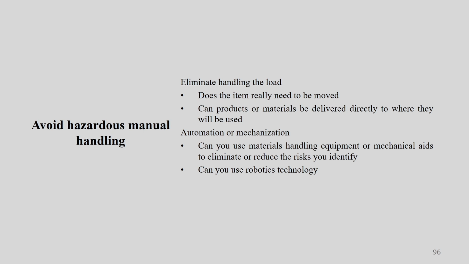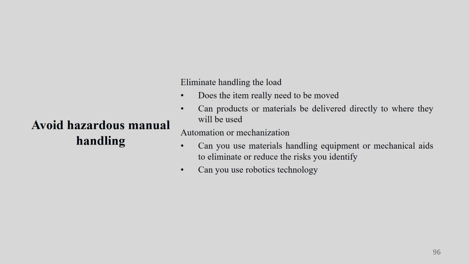So how are we going to avoid hazardous manual handling at any workplace or workstation? First is to eliminate the handling of the load if possible. How does the item really need to be moved? You need to check. These are a kind of scrutiny questions. Does this particular item really need to be moved? Can products or materials be delivered directly to where they are going to be used?